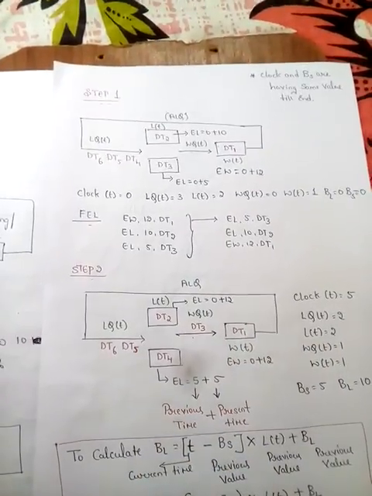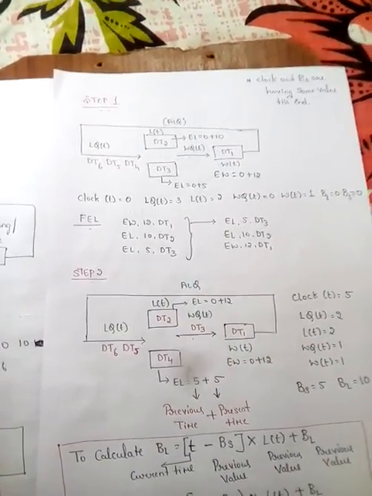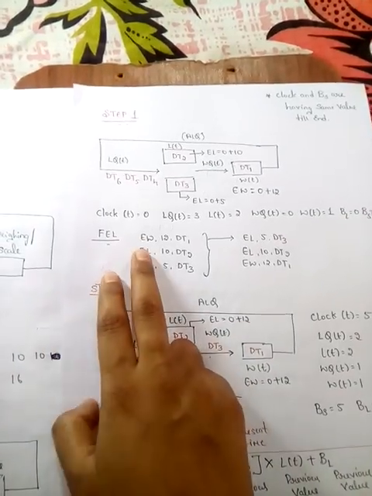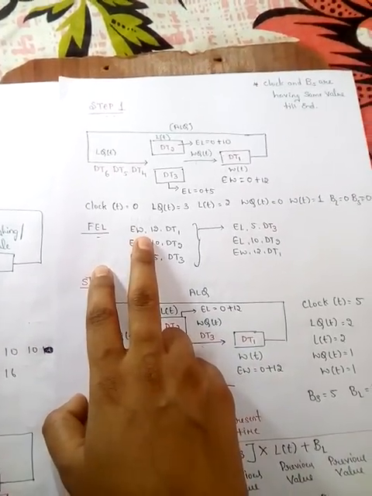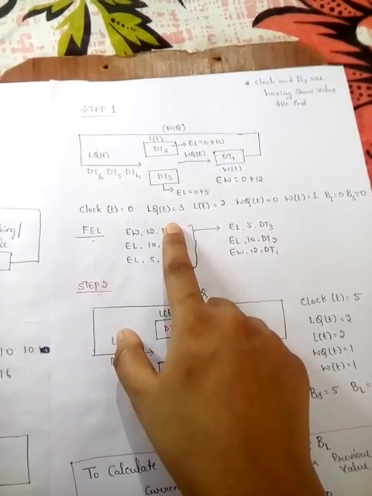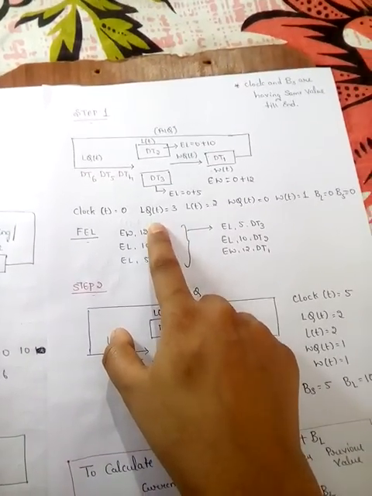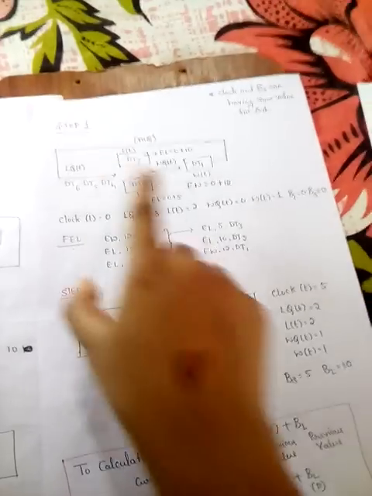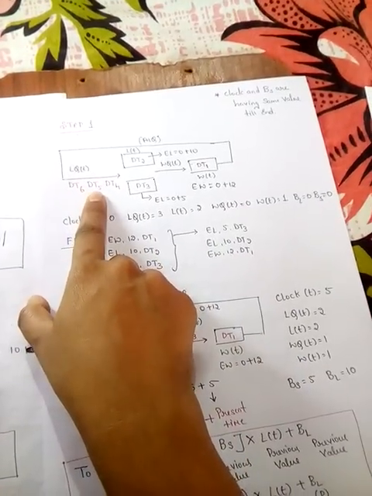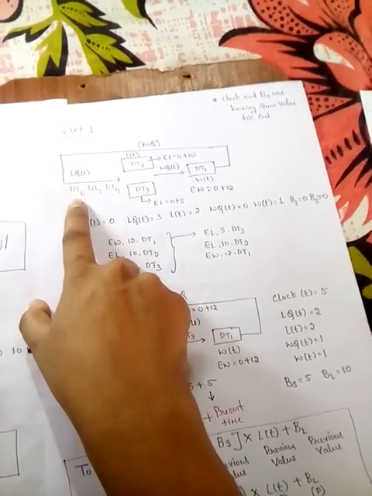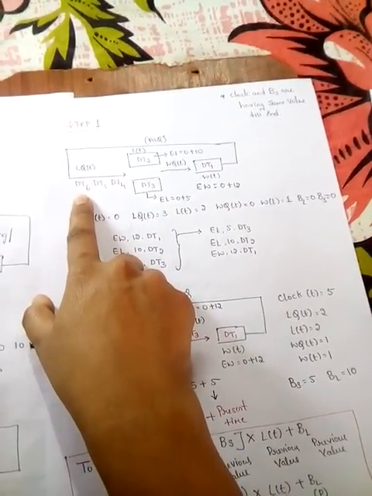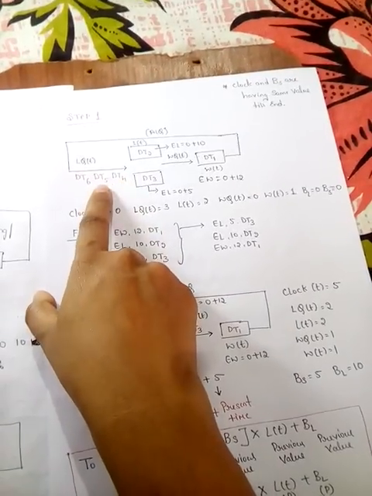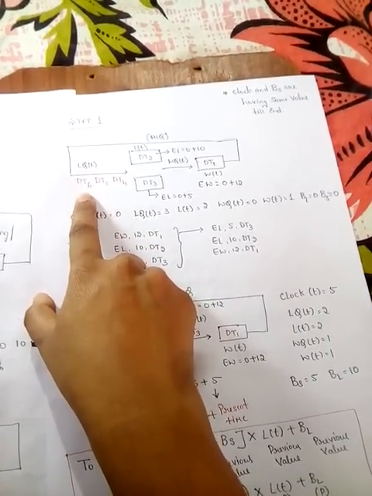Now we'll see how the process goes. Initially my time is 0, clock time is 0. Now I am calculating LQ of T. How many trucks are there in my loader queue? LQ of T represents my loader queue. There are 3 trucks in my LQ of T: DT4, DT5 and DT6.